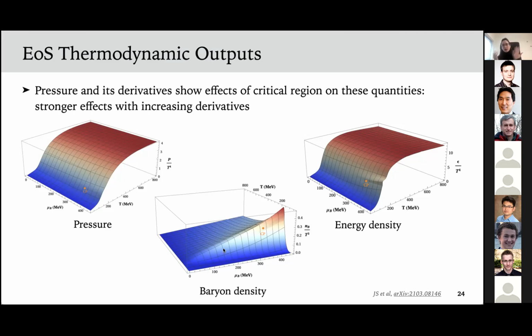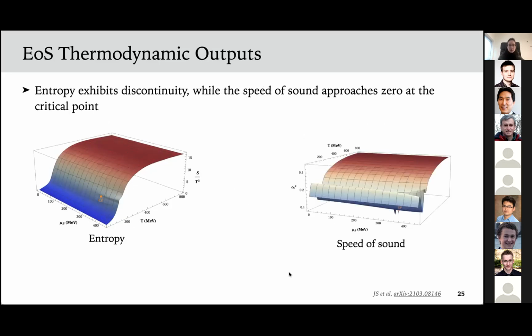But further derivatives actually help to reveal those critical features, and we can see the jump in the baryon density as well as the energy density at larger values for the chemical potential. So in addition, we also calculate the entropy and the speed of sound. So the entropy also shows this jump, but the speed of sound is shown to dip to 0 at the critical point itself.